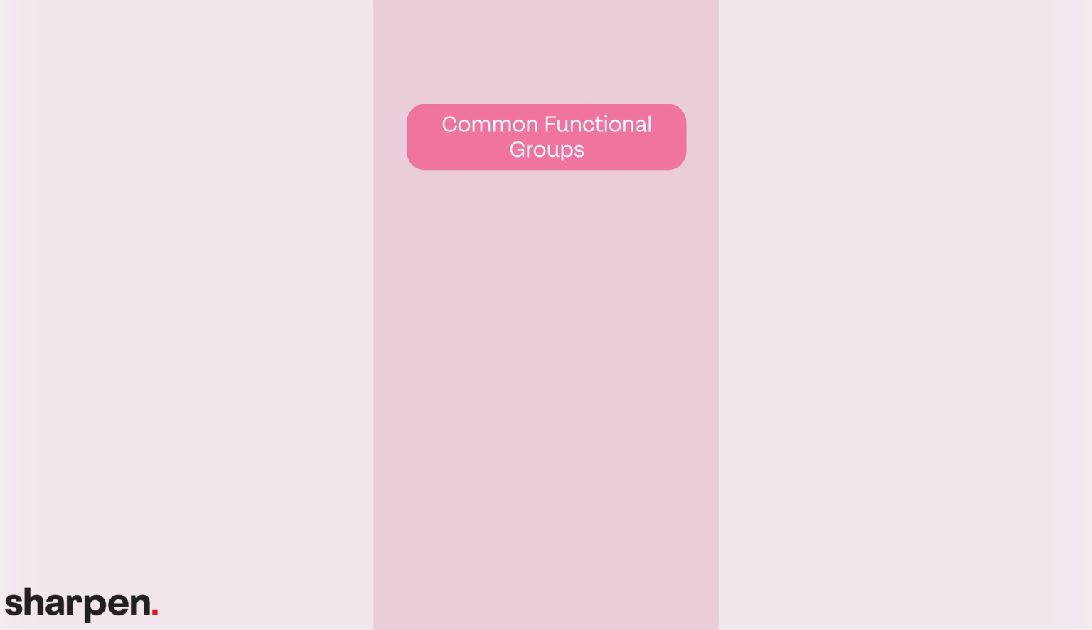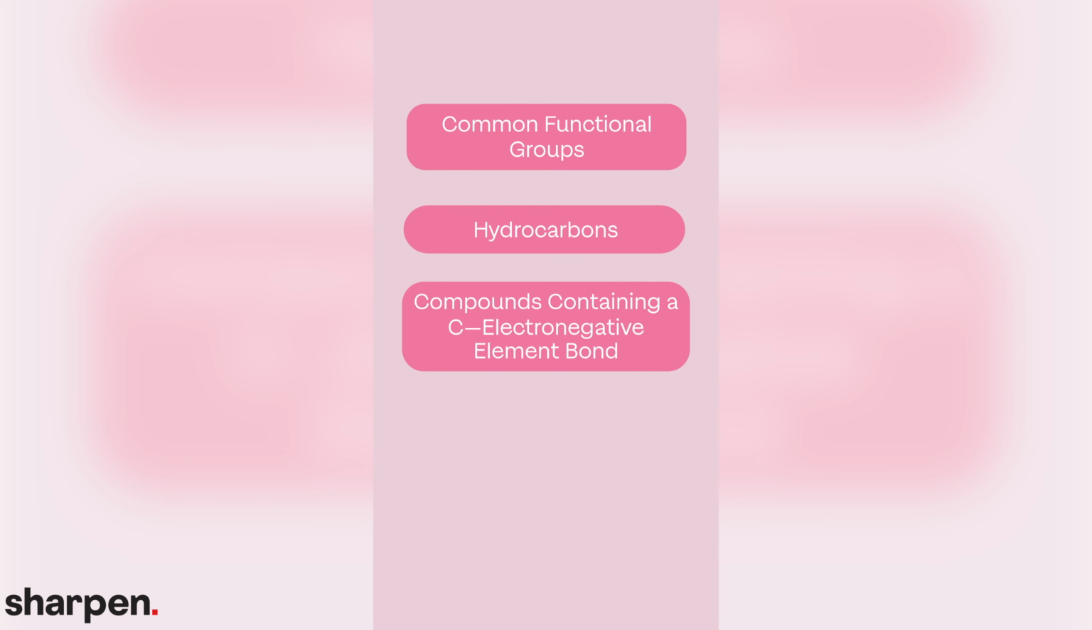Do you know what a common functional group is? Common functional groups in organic chemistry are separated into three groups. Groups in groups in groups, like most classification systems. These three groups are hydrocarbons, compounds containing a carbon electronegative element bond, and compounds containing a carbon-oxygen group.